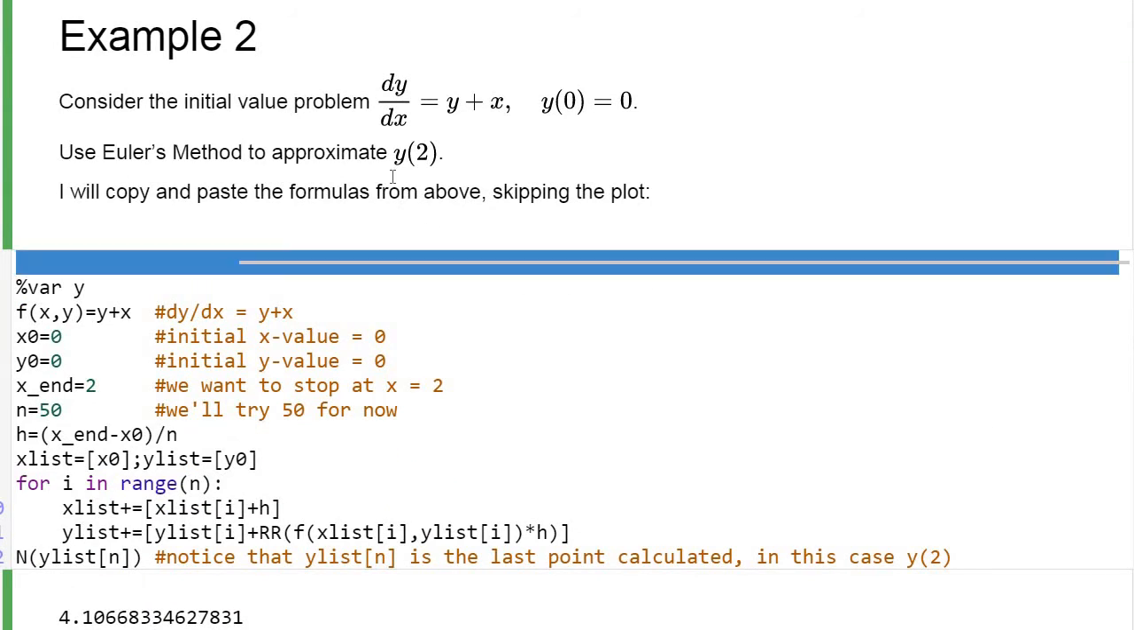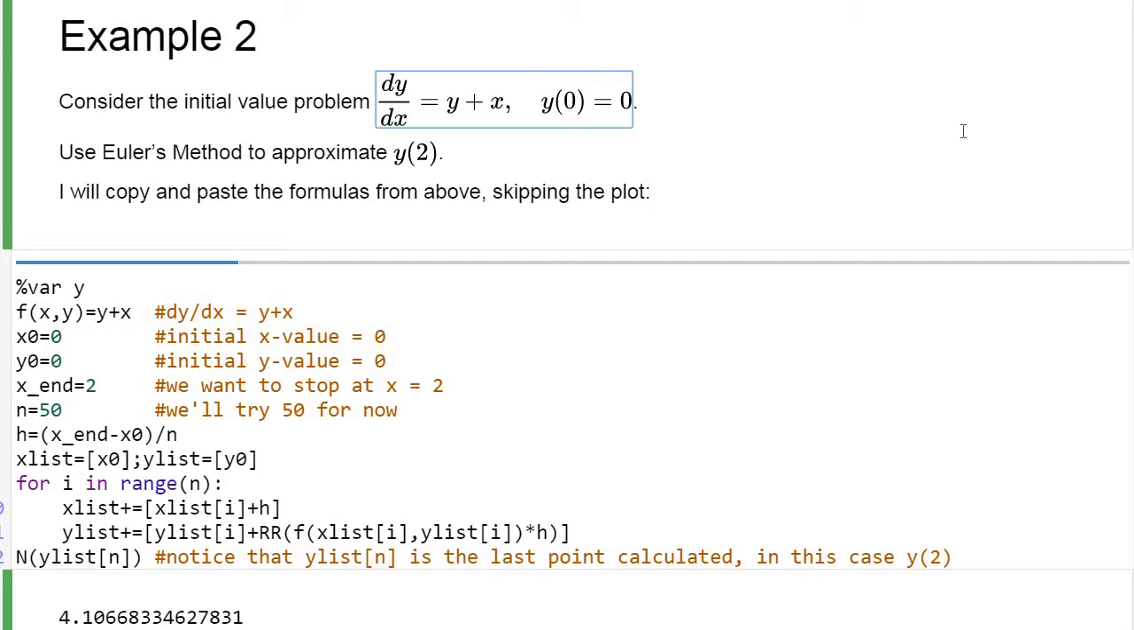So we have this initial value problem. I'm given this differential equation that gives me the slope, y plus x. I have this given initial value, so this is the origin, the point (0, 0). I want to approximate y of 2. It didn't ask me to graph anything, so I'm going to skip the graph part. I copied and pasted the formulas from above and just erased the plotting of the points and lines.